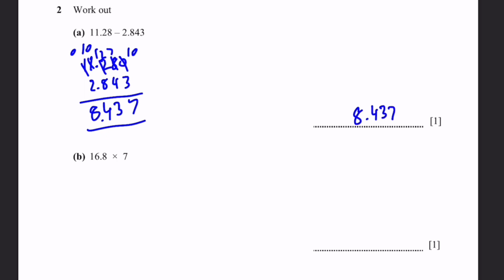B. 16.8 times 7. So 16.8, we just multiply that by 7 using the normal multiplication method. 56, and 6 sevens are 42, 47, 11. And now we add the decimal place, 117.6.